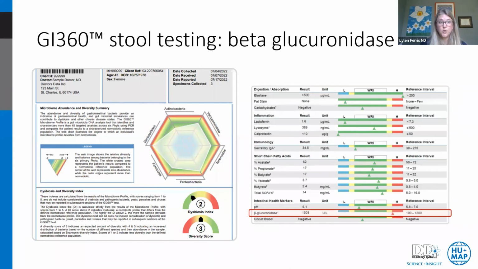The stool testing that Doctor's Data offers that's really helpful as an adjunct test to urine hormone testing is the GI360 stool test, specifically because it highlights beta-glucuronidase. Beta-glucuronidase is an enzyme that breaks the tight bonds between glucuronic acid and estrogen in the colon. Glucuronidation provides a major route of detoxification and estrogen metabolism. Gut dysbiosis can produce an excess of beta-glucuronidase, which can lead to the deconjugation of estrogen, reverting it back to its active form, which can then be reabsorbed into the bloodstream, contributing to estrogen burden and hormone imbalance.